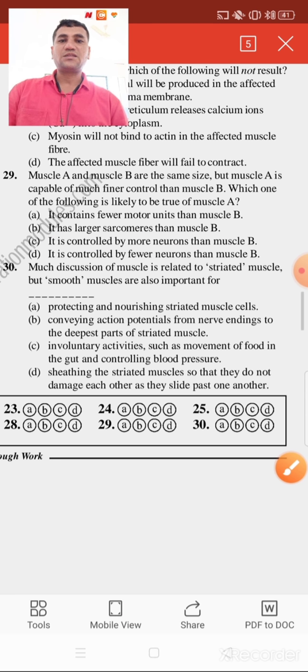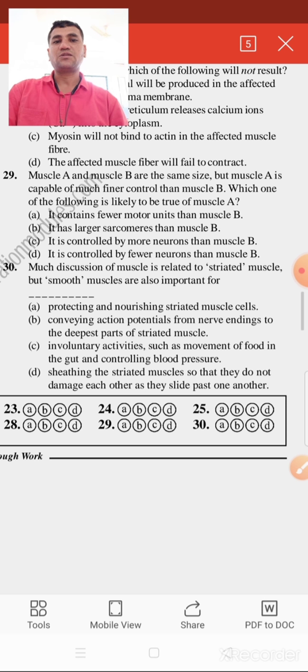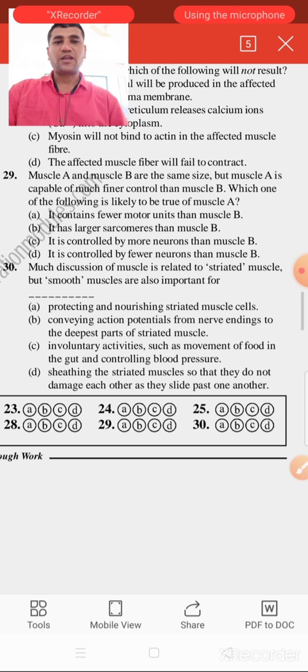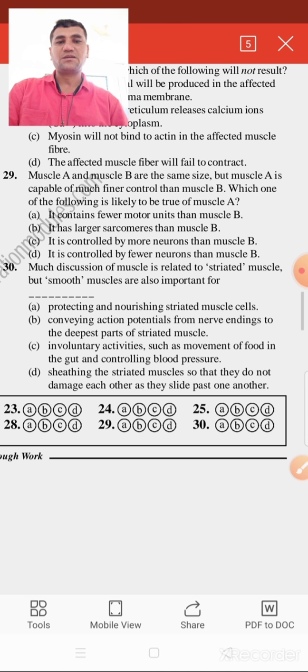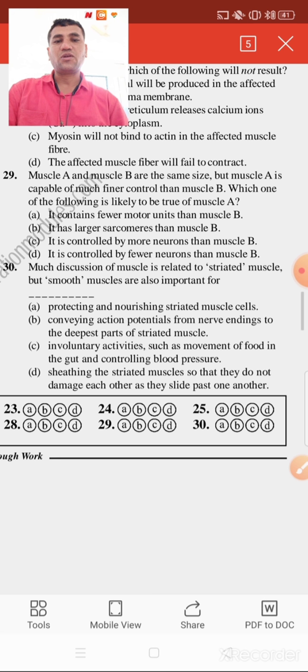Much discussion of muscle is related to striated muscles, but smooth muscles are also important for protecting and nourishing striated muscle cells, conveying action potentials from nerve endings to the deepest parts of the striated muscle, involuntary activities such as movement of food in the gut and controlling the blood pressure, and sheathing the striated muscles so that they do not damage each other as they slide past one another.